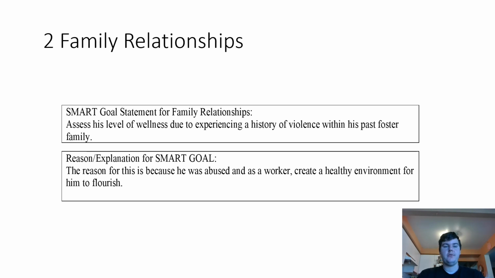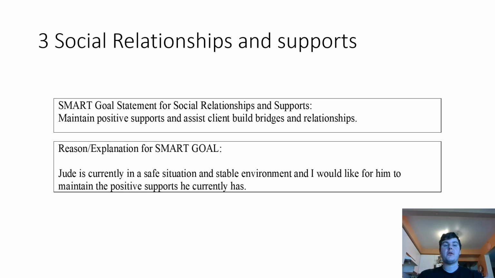SMART goal number 2, family relationships. Assess his level of wellness due to experiencing a history of violence within his past foster family. The reason for this is because he was abused, and as a worker I want to create a healthy environment for him to flourish. SMART goal number 3, social relationships and supports. Maintain positive supports and assist the client in building bridges and relationships. Jude is currently in a safe situation and stable environment, and I would like for him to maintain the positive supports he currently has.